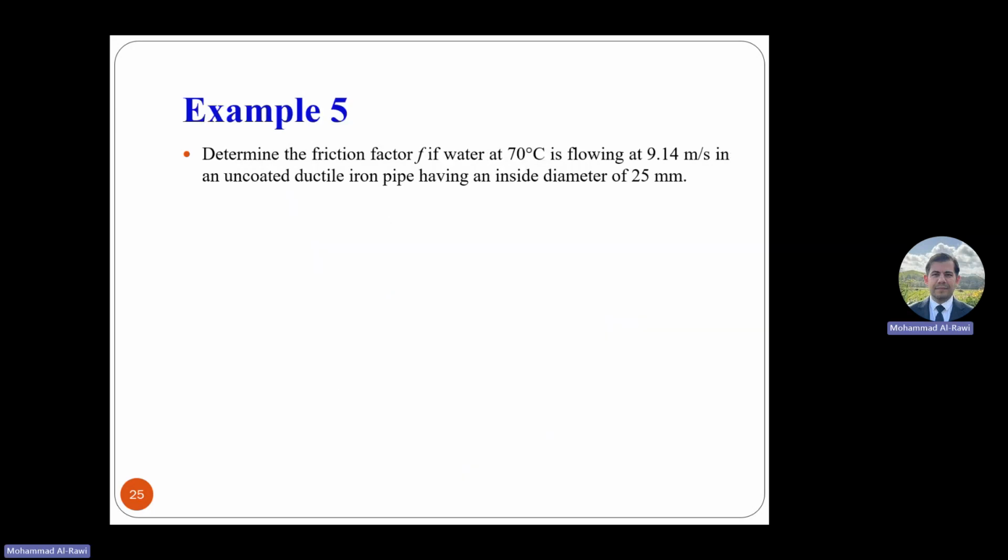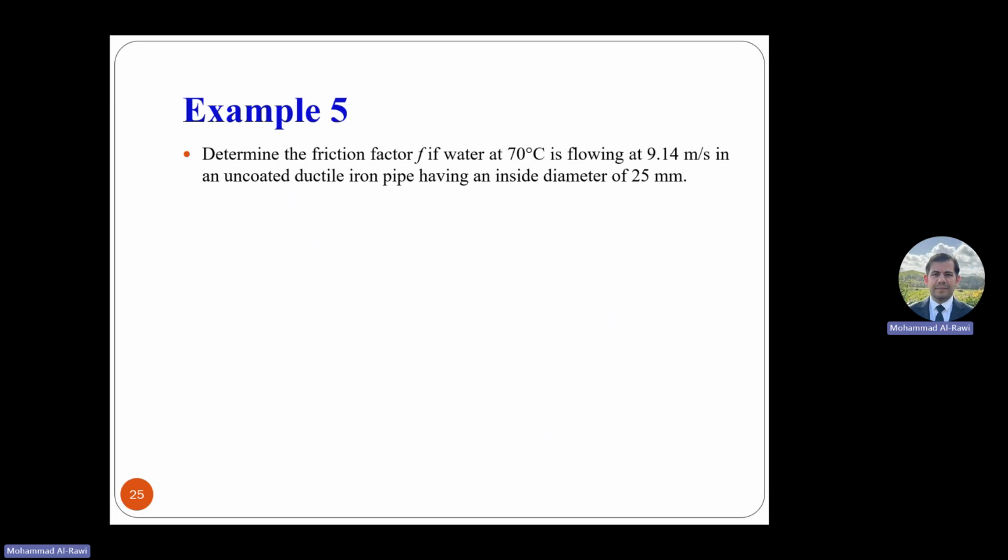Example: we'll go through it very easily, and I recommend you try it as well, solving it using the Excel file. Determine the friction factor F if water at 70 degrees Celsius is flowing at 9.14 meters per second in uncoated ductile iron pipe having an inside diameter of 25 millimeters. So it wants you to find the friction factor F.